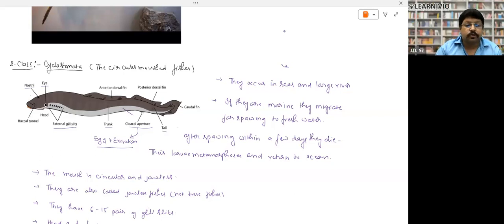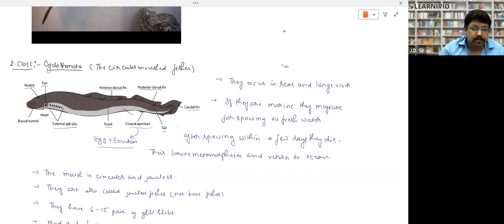Anterior dorsal fin. So what is the difference from other fishes? They do not have paired fins. Look, this is the anterior fin, a single fin. On the opposite side, there should be a pair of fins, right? But there is no paired fin. Posterior dorsal fin and the cloaca.